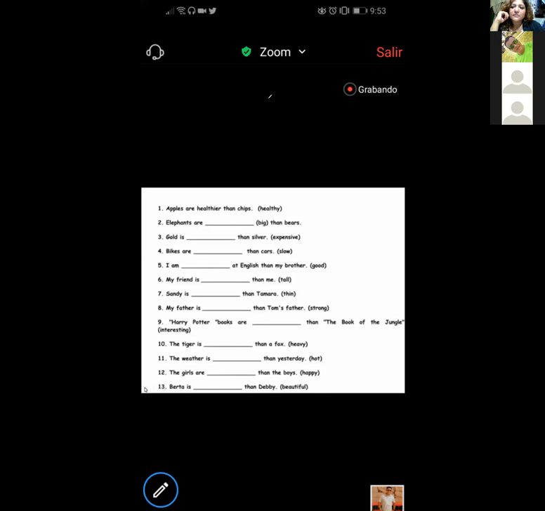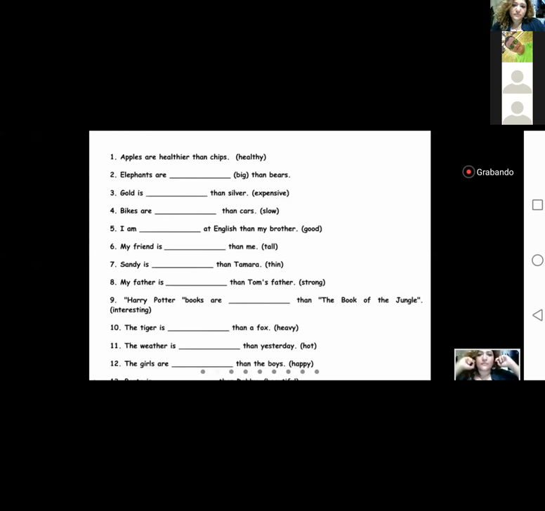Stronger. ER, ¿verdad? Stronger, sí. Ajá, le vamos a agregar ER. Number nine. It's clear, everybody. Teacher, solo estamos pasando los comparativos porque no nos va a quedar tiempo de ir diciendo oración por oración. Yo quisiera más tiempo todavía. Okay. Continue. Stronger than Tom's father. Yes. Okay. Nine.